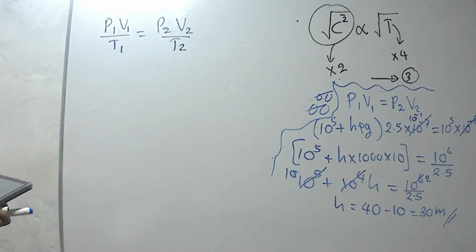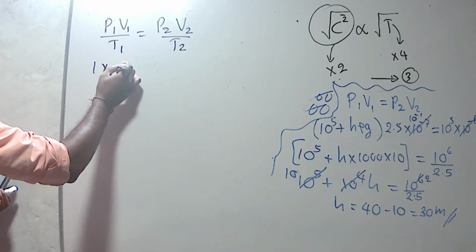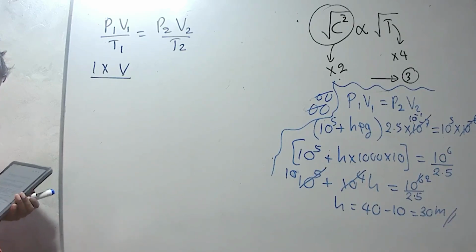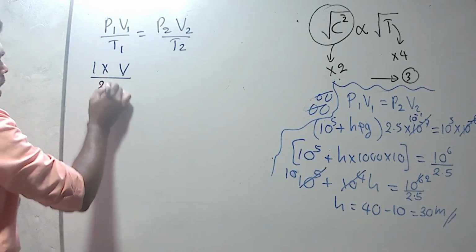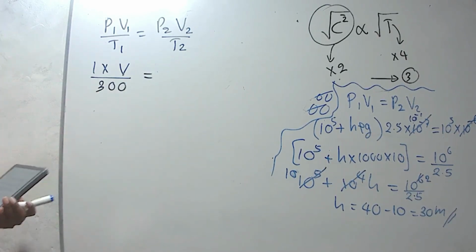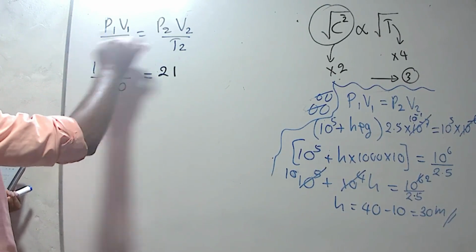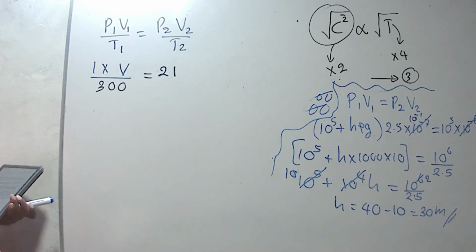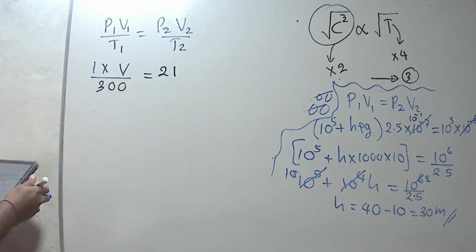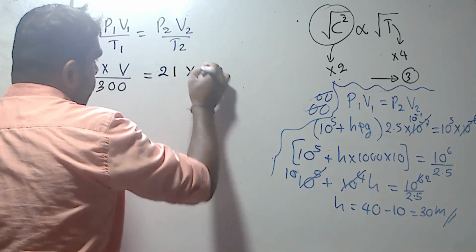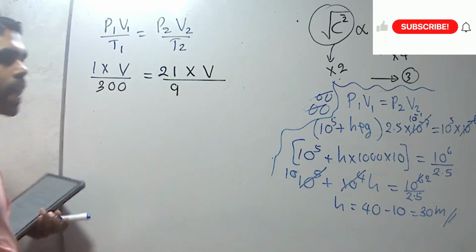Initial pressure 1 atm. I will consider initial volume as V, initial temperature 27 degrees Celsius. It means 300 Kelvin. You have to add 273 to convert Celsius to Kelvin. Pressure in the second situation is 21 atm. Now I have used atm as the unit of pressure, but it is not compulsory to convert the unit because atm is cancelling out. Now volume is V over 9. It is 1/9 of the initial value.